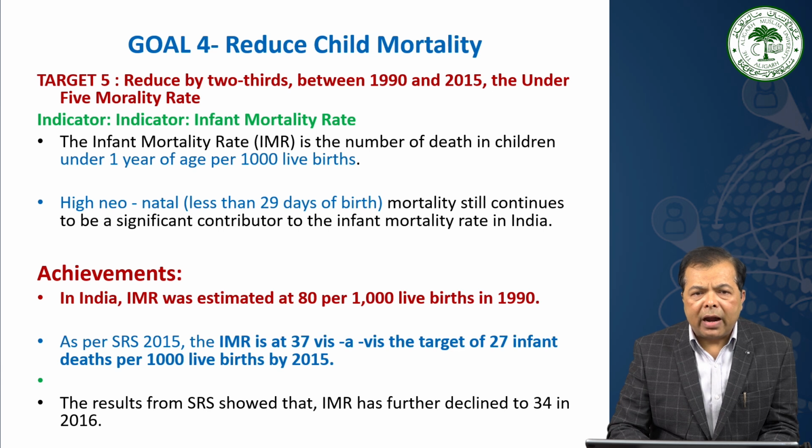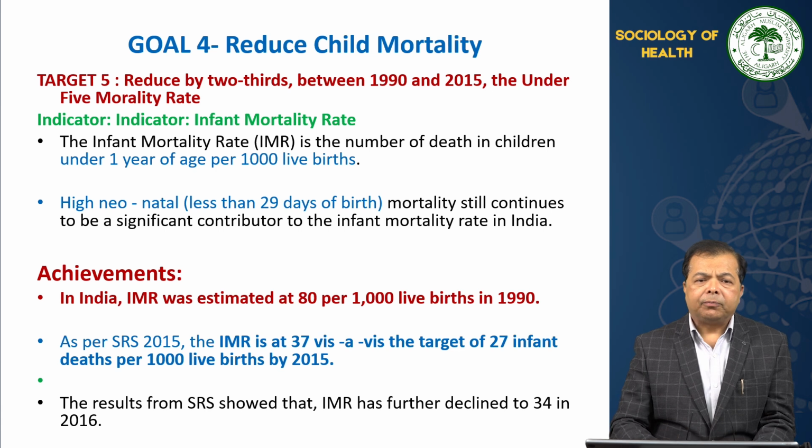Then we come to the next target, that is target 5: reduce by two-thirds between 1990 and 2015 the under-5 mortality rate, and the indicator here is the infant mortality rate. The infant mortality rate is the number of deaths in children under 1 year of age per 1,000 live births. High neonatal mortality, that is within 29 days, basically 4 weeks after birth, still continues to be a significant contributor to the infant mortality rate. That means high neonatal mortality is a significant contributor in infant mortality as well as under-5 mortality.